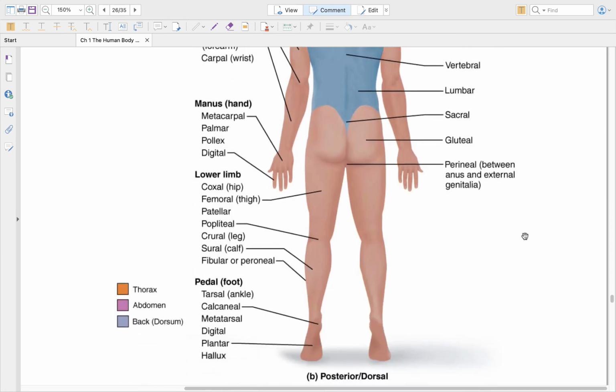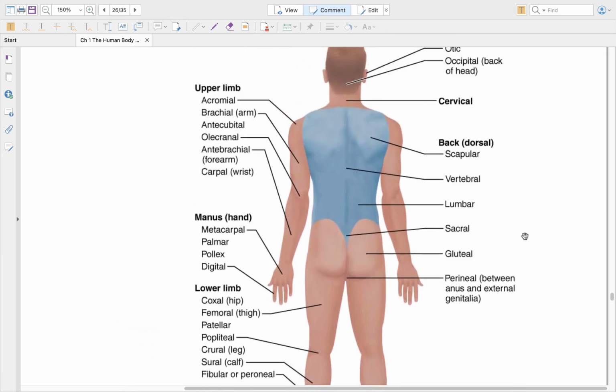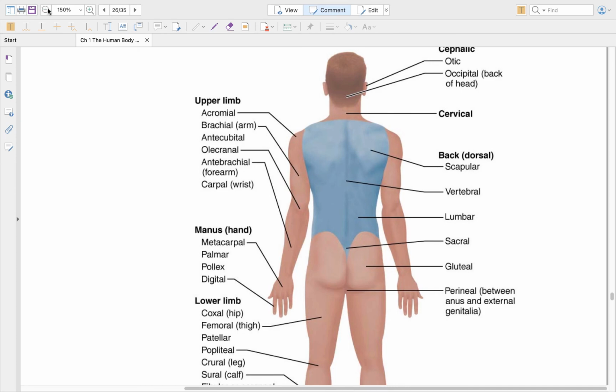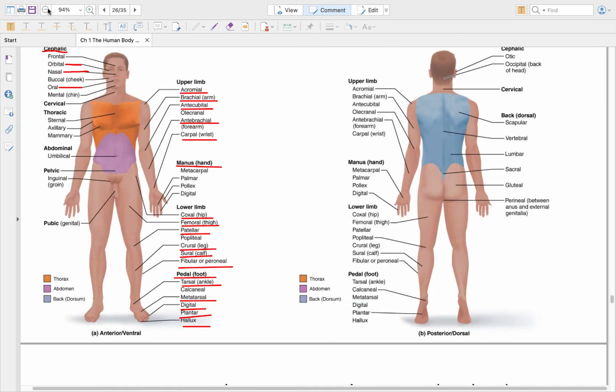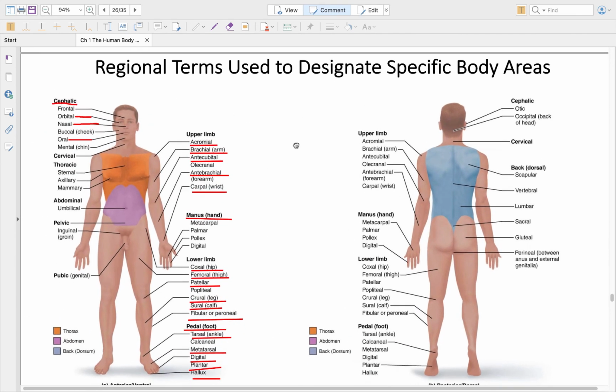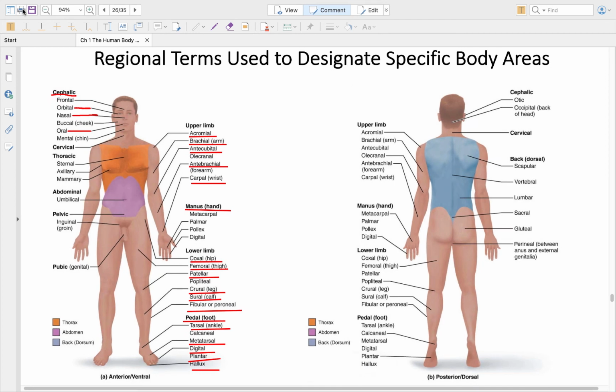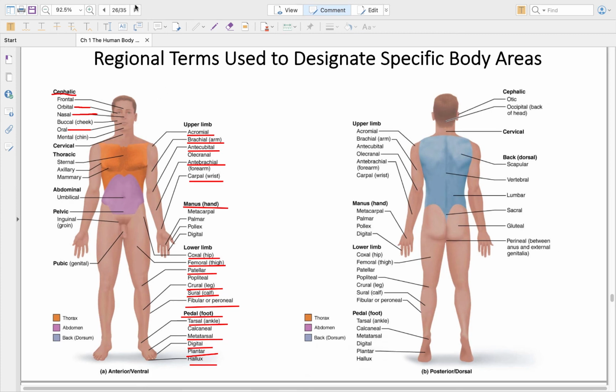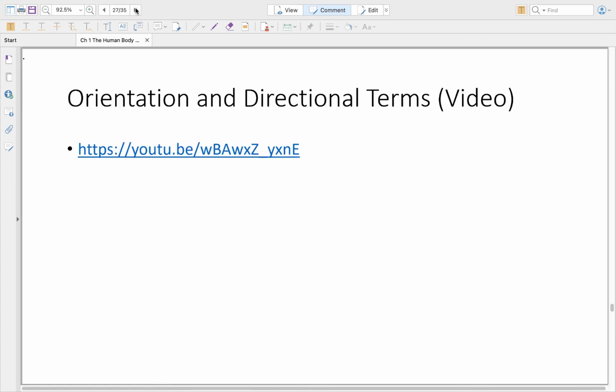What else are we missing here? Okay, I think we've mostly, yeah, that's everything. All right, so all of these terms are going to be very helpful as we go through this class, part 1 and 2. So you want to know them inside and out. Okay, we're going to watch a quick video on the orientation and directional terms.